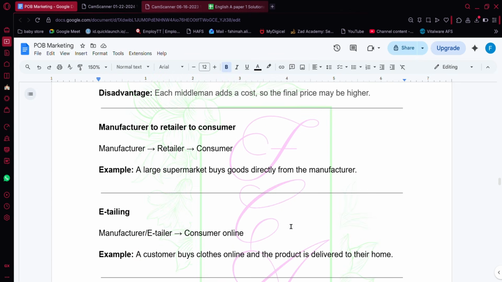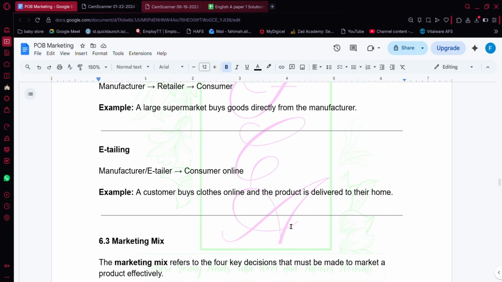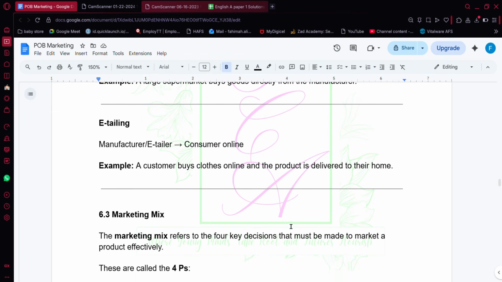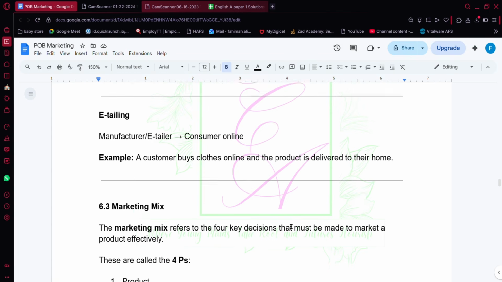Then we have manufacturer sells to the retailer, then to the customer. So a large supermarket might buy goods directly from the manufacturer. Then we have e-tailing, where you have the manufacturer or the e-tailer selling to the consumer online.